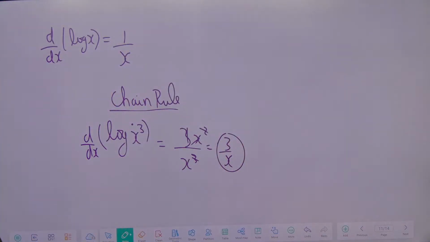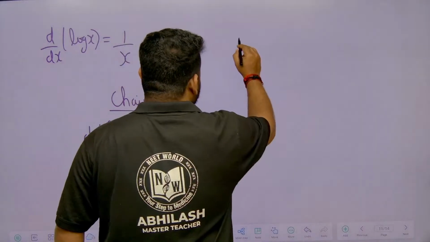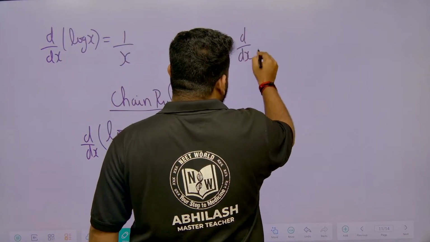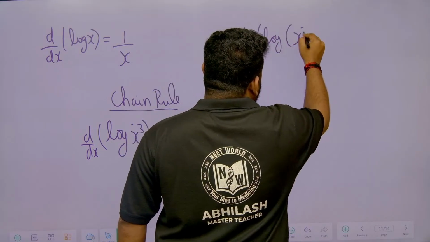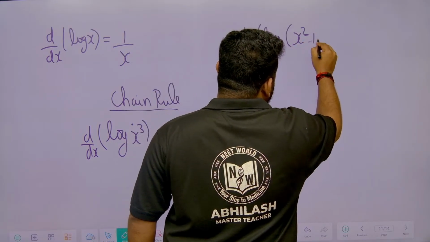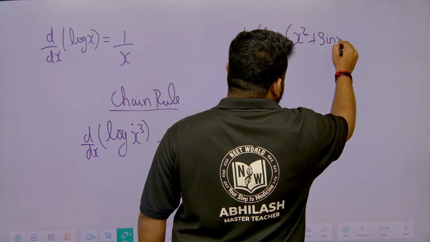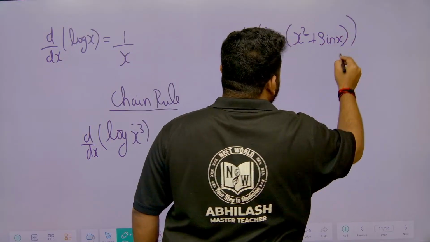Okay, so let us take one more. If I am given d by dx of log of x cube, x square plus sin x, okay, what is the function given?